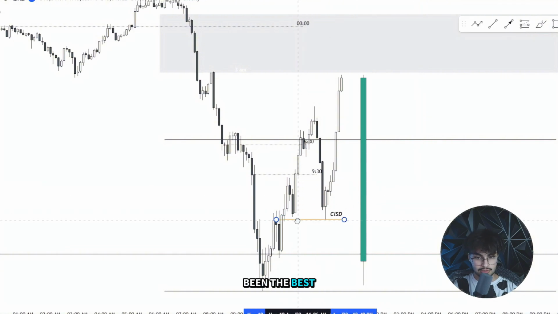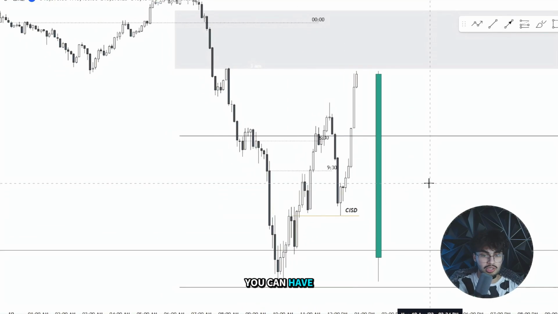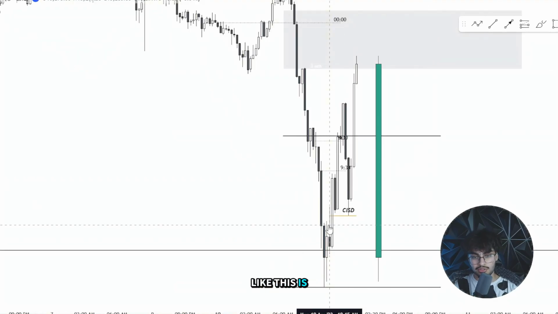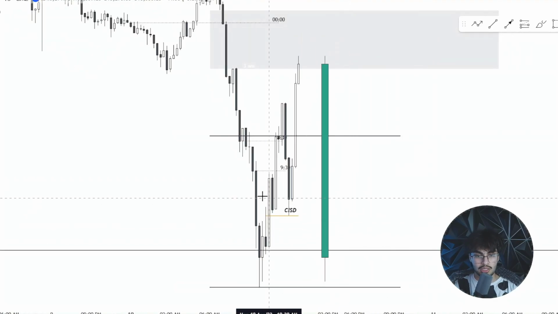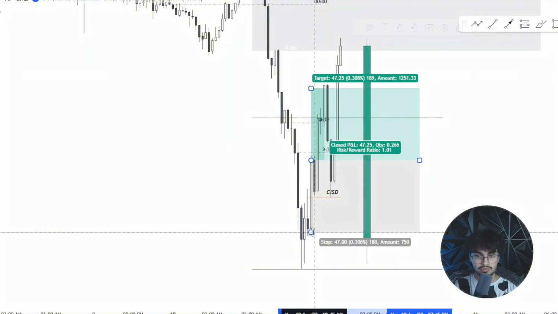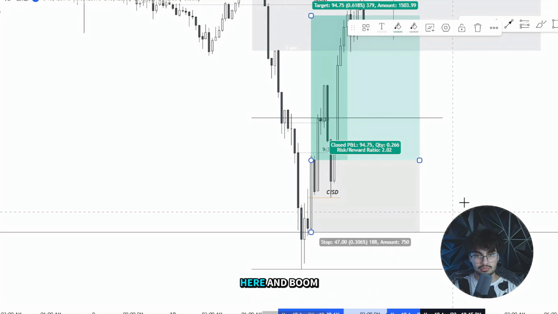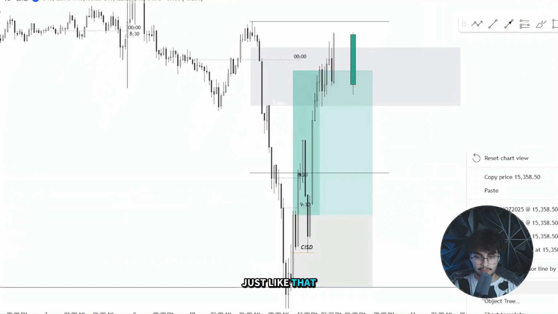This would have been the best entry here if you got in. You know, at 10:26, 10:30, not bad at all. This is the significant closure you get at 10:30. You can literally just enter off that IFVG, keep your stop loss at this low here, and that's target 2R here, and boom, just like that.